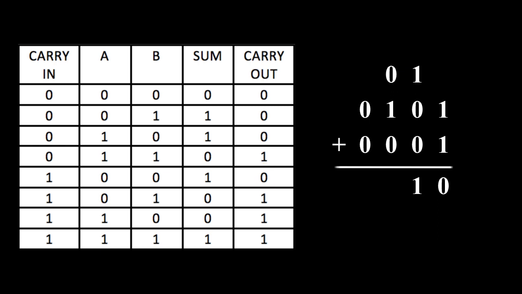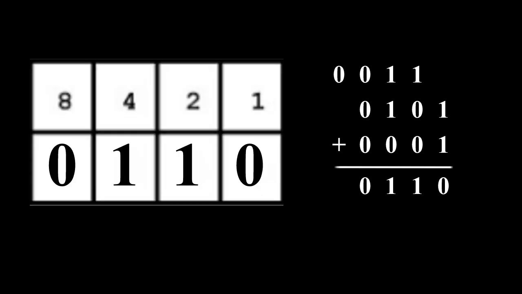Now we can do the third column, adding together 0, 1, and 0. Where the carry in is 0, A is 1, and B is 0, the sum is 1 and the carry out is 0. Lastly, we have the last column. When the carry in is 0, A is 0, and B is 0, the sum is also 0 and the carry out is 0 as well. So we have our answer of 0, 1, 1, 0, which, looking back to a reference chart, we can confirm that 0, 1, 1, 0 is 4 plus 2, which is equal to 6.